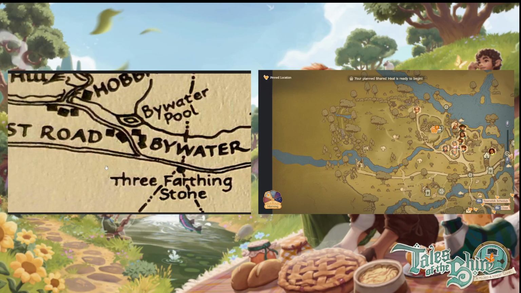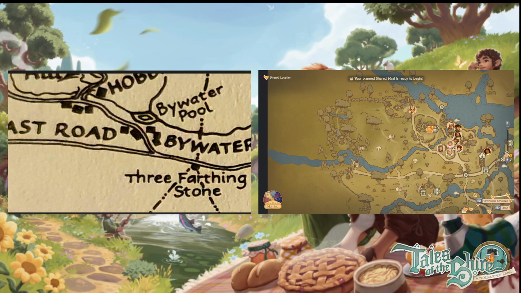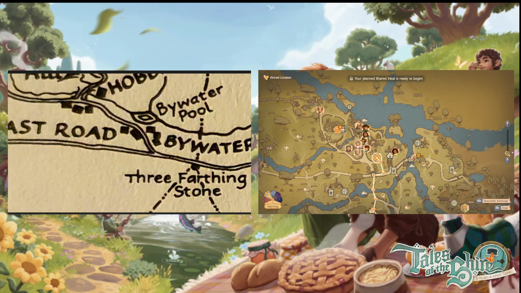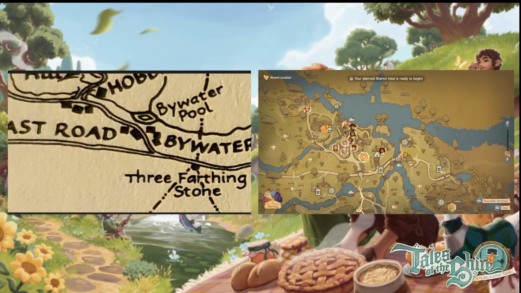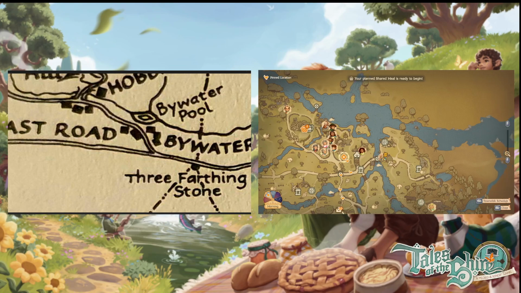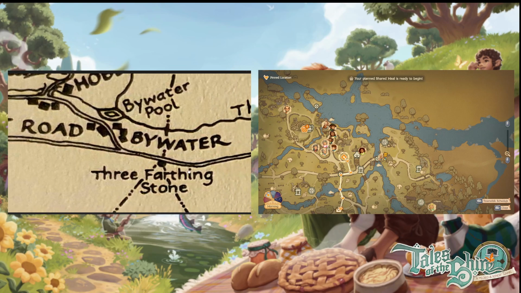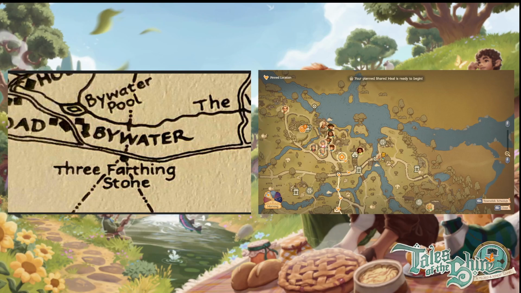So if you use this to compare, you have the Three Farthing Stone right here in the game. If you notice, there's two trails. There's a trail right here that goes into the Three Farthing Stone. Their road is south of the Three Farthing Stone, while on the actual map, the Three Farthing Stone is south of it. So it's a little bit off, but see here you have the road that's heading east. Here's the road that's heading east.